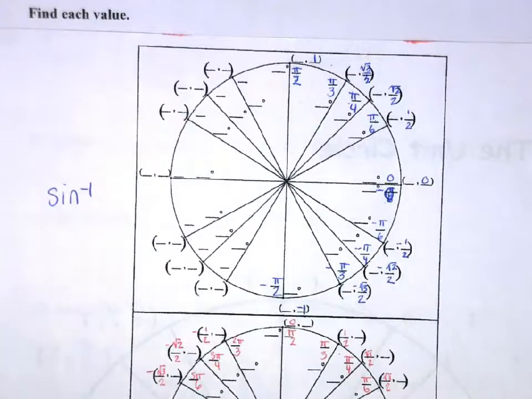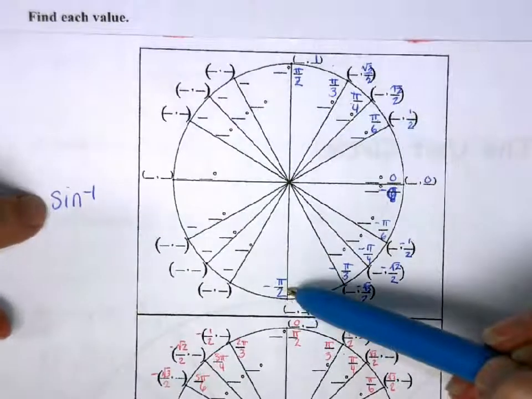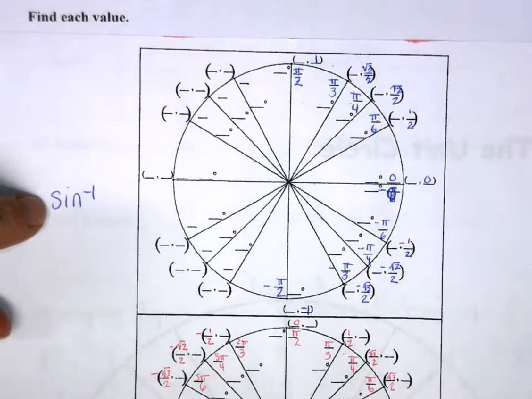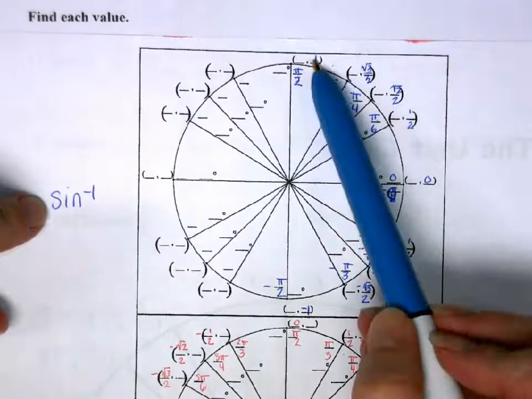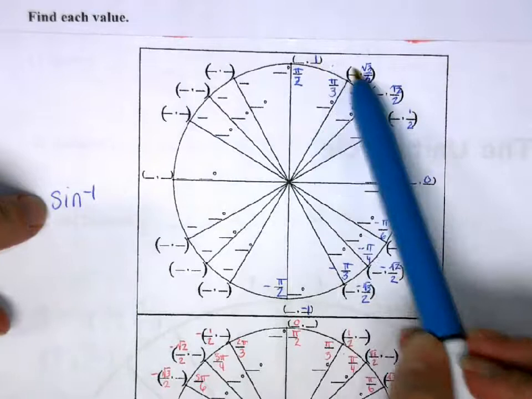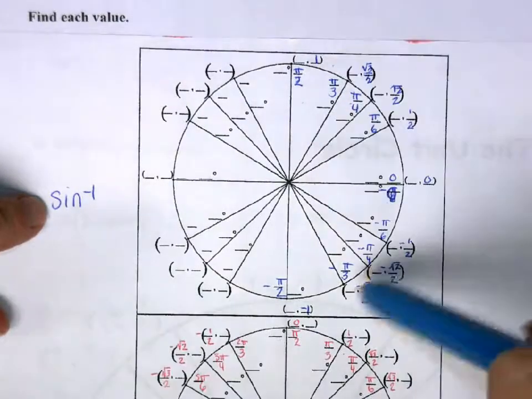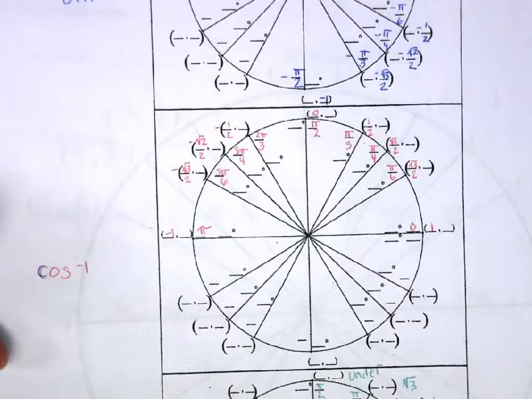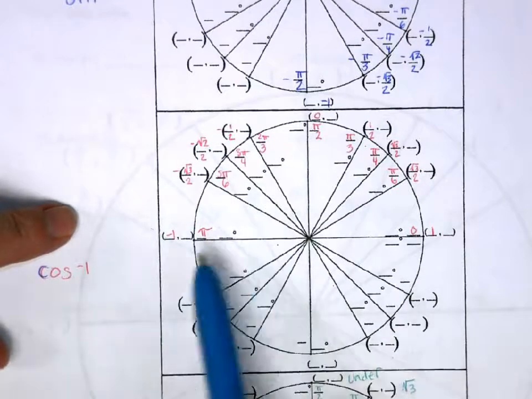So for sine, I labeled from negative pi over 2 up to pi over 2. There's only going to be radians in the test, so you don't have to do the degrees. And then I only filled in the y value. So the y value here is 1 going on down to negative 1. So when I'm doing the sine inverse, I can just find the one I want and then go over to the appropriate angle. Cosine is from 0 to pi. And then I filled in the x values going from negative 1 to 1.